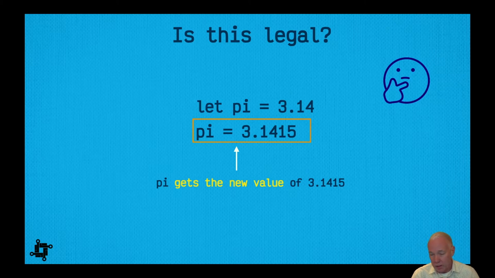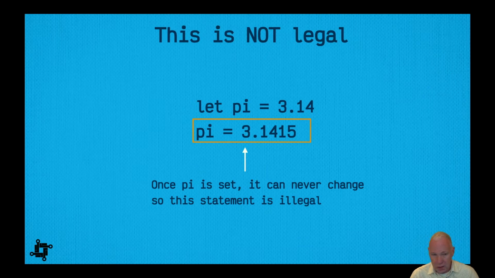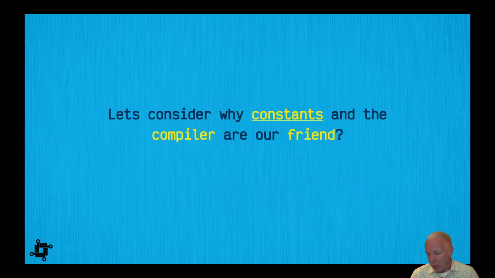But if we used a let, so now we have a let here, the question is, is this legal? Is this something that is allowed by the language? And the answer to that is no. The reason is because this is a constant, you could not go in and assign a value here. And this is where we can start to introduce the concept of the compiler being our friend, because it's going to see these things and flag them as something that we can't do right up front, and it'll be of value to us. Okay, so once pi is set, it can never be changed again, so this statement is illegal.